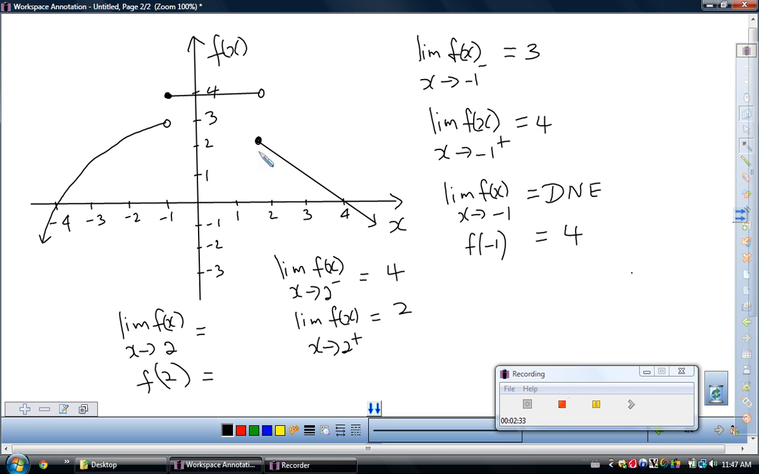Again, the limit from the left and the limit from the right are different. The limit of f of x as x approaches 2 does not exist. And f of 2 in this case, we have the closed dot here, is equal to 2.